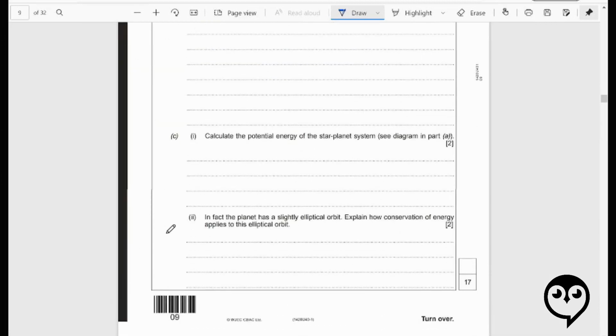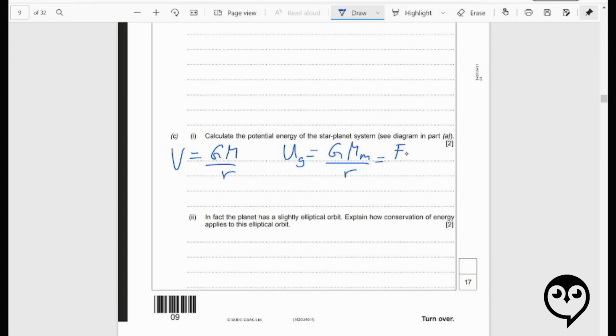Calculate the potential energy of the star-planet system. Yeah, potential is Gm over R, okay? And the potential energy, the gravitational potential energy, is GMm over R. Yeah, you could also say, if you take a look at what this really is, it's the universal gravitational force times another radius, isn't it? Okay, because Fg is GMm over R squared, times the R. There you go. All right.